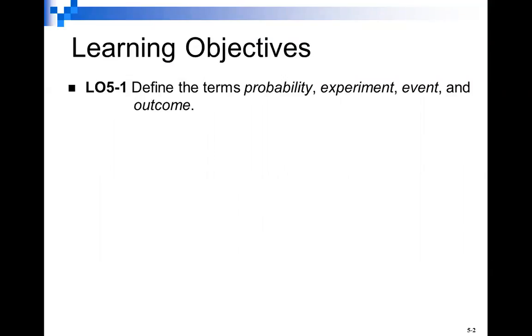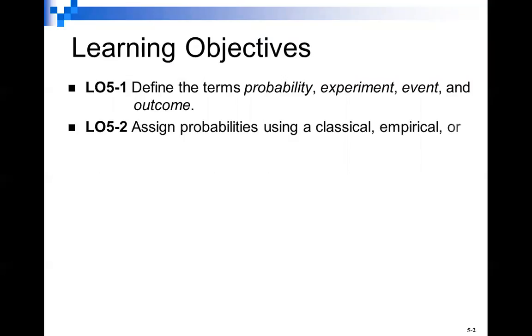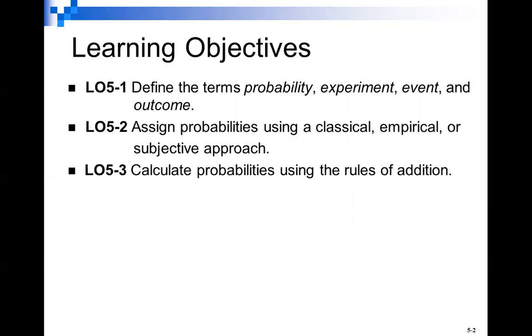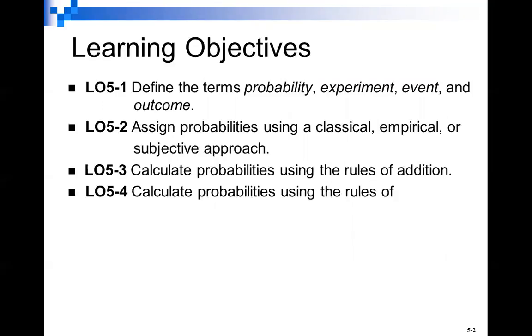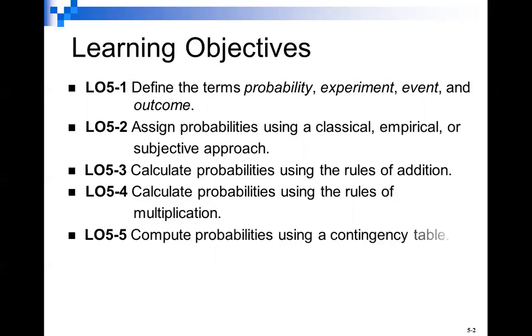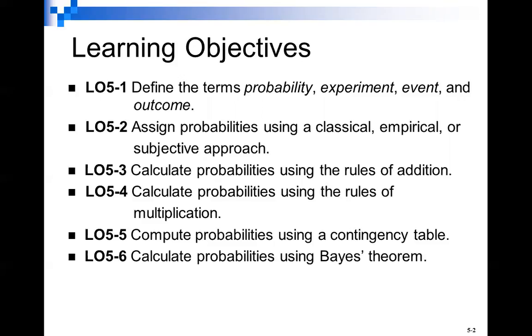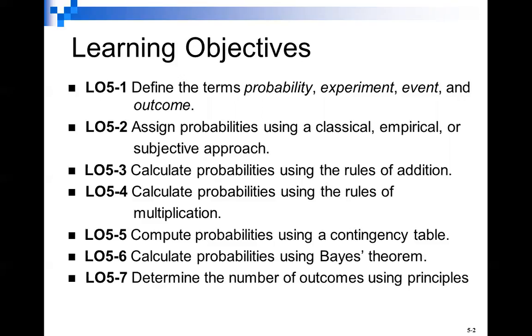Our objectives here: we're going to look at terms such as probability, experiment, event, and outcome. We're going to assign probabilities using a classical and empirical or subjective approach. We will calculate probabilities using the rules of addition, and the rules of multiplication and using a contingency table. Finally, we will introduce Bayes' theorem and determine the number of outcomes using counting principles.